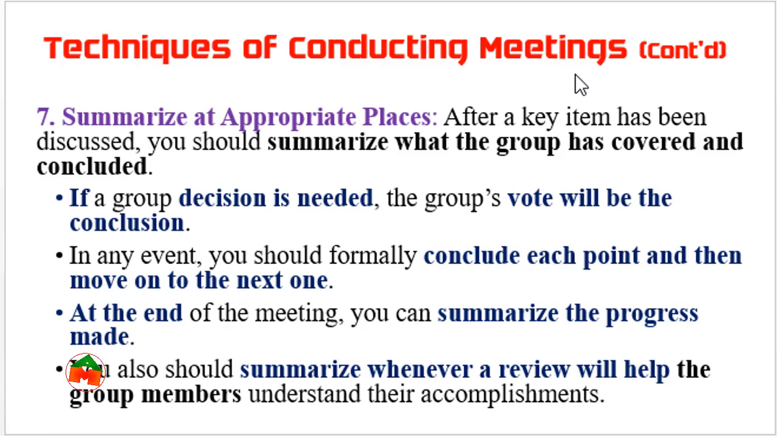The seventh technique of conducting a meeting is summarize at appropriate places. After a key item has been discussed, you can summarize what the group has covered and concluded. If a decision needs to be taken, then you can take a vote from the members. After discussing one point, you can conclude, then move to the next one. At the end, you can summarize the progress made. You also should summarize whenever a review will help the group members understand their accomplishments.